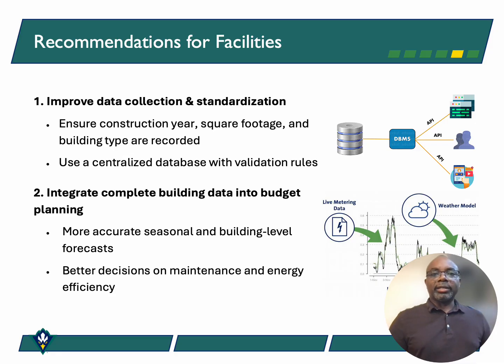Based on this insight, we recommend two practical steps. The facilities department at UNCW must improve data collection and standardization. Ensure that every building record includes construction year, square footage, and building type. A centralized database with validation rules would prevent missing data or zero-value entries.